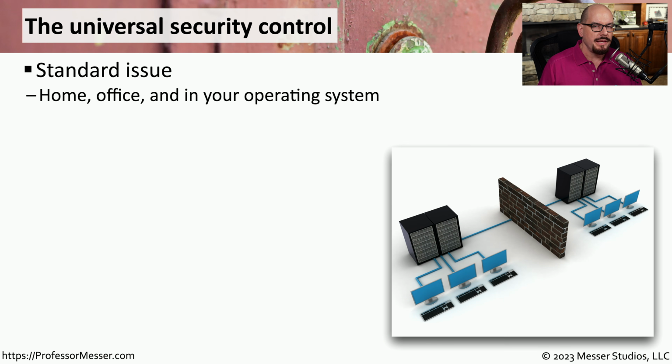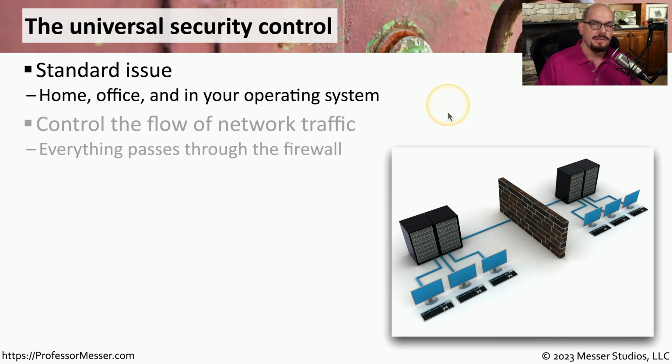If you are connected to the internet, then you're probably communicating through a firewall. We use these firewalls in our homes, in our offices. We even have firewalls built into our operating systems themselves. Firewalls are designed to control the flow of traffic between 2 points. So you might be able to control traffic going in and out of your network using your firewall.